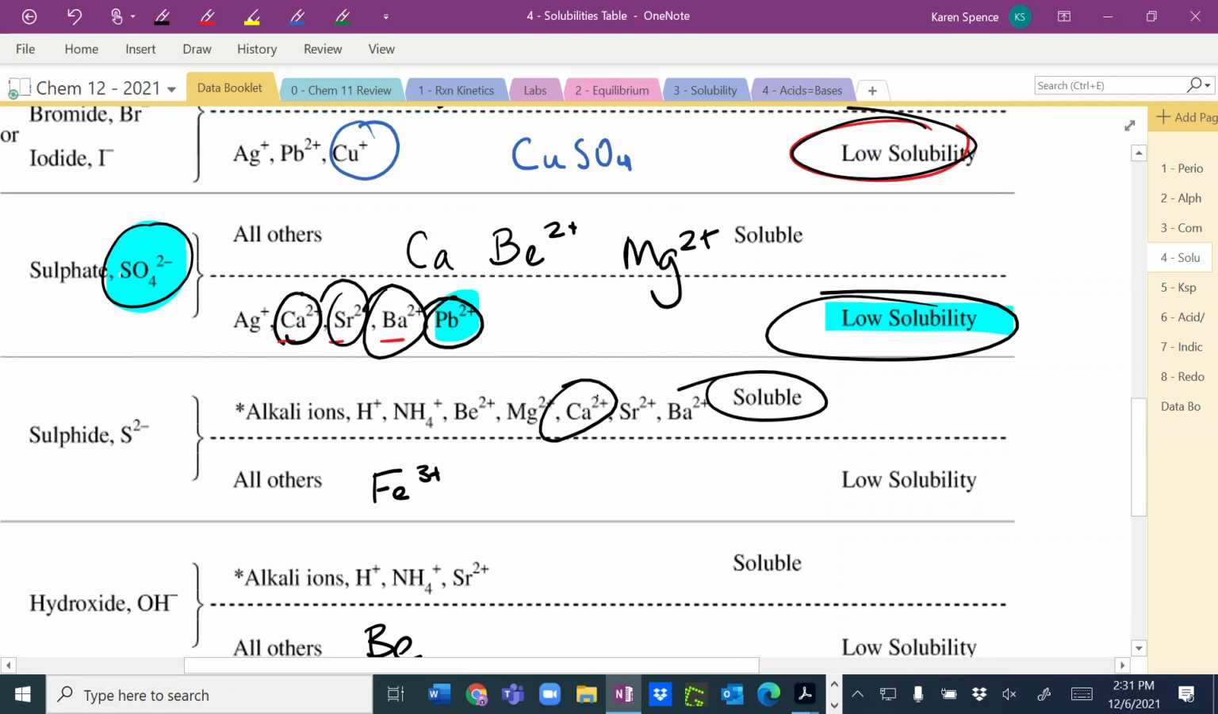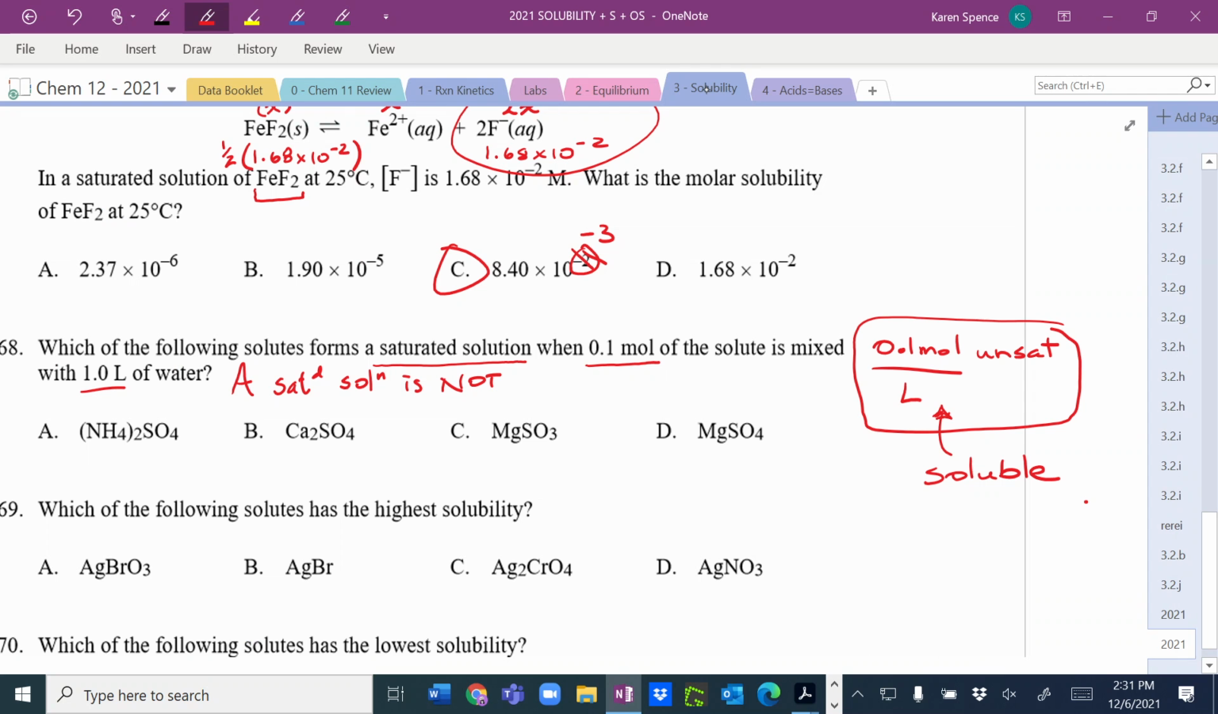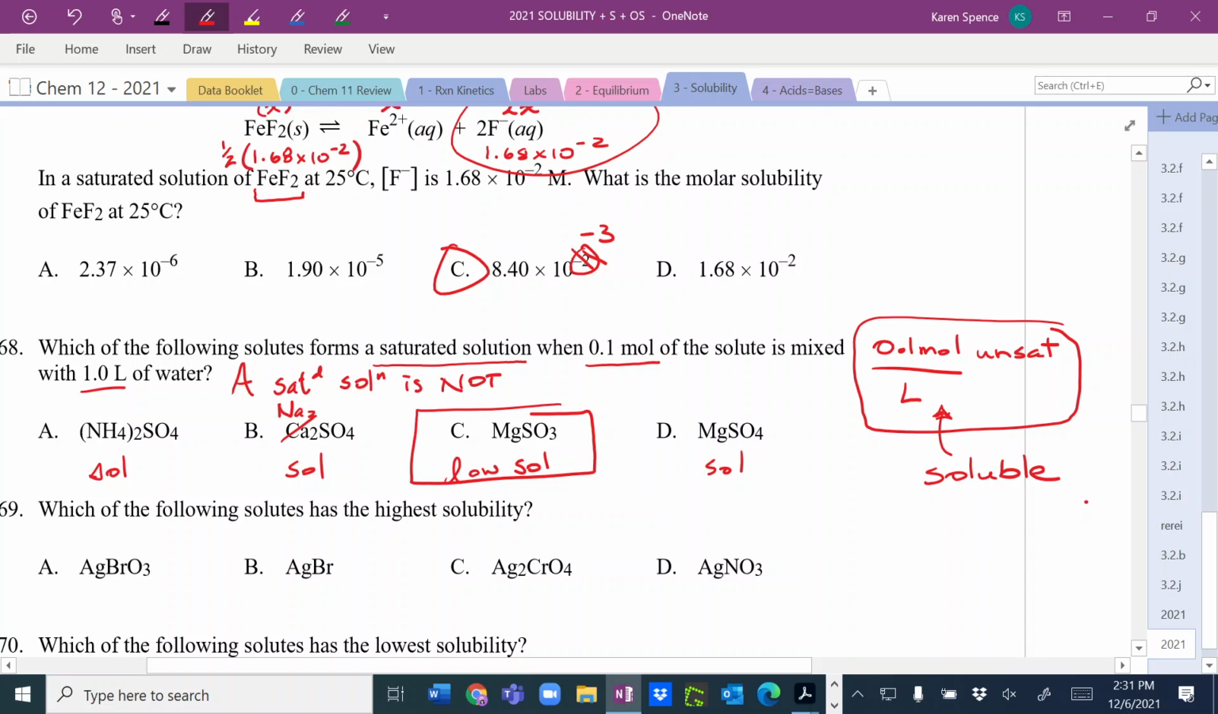You know what I'm going to guess? I'm going to guess that this is a typo and that this should be Na2SO4, because then this would be soluble, this would be soluble. MgSO4 is soluble. The only one then that is low solubility is that one. So the question has a problem. It should be Na2SO4, and then your answer should be C.